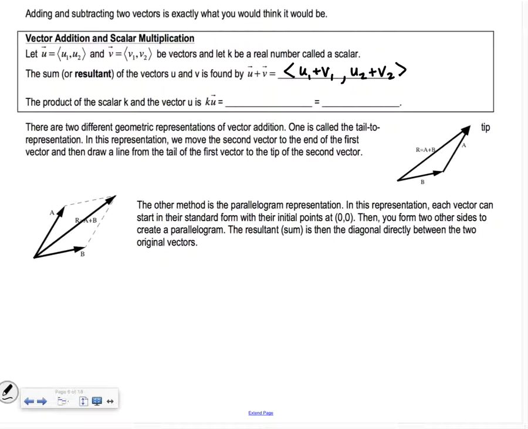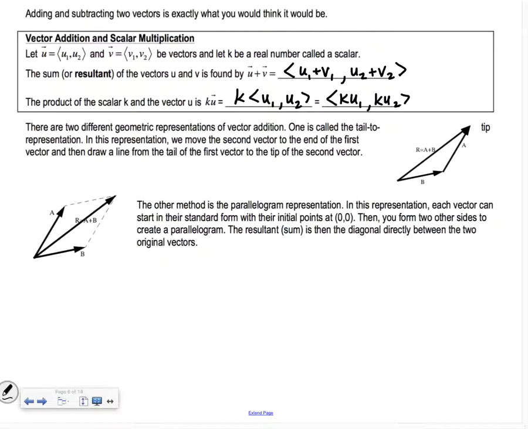And then the product of a scalar k and a vector u is going to be k times u1, u2. What do you guys think happens when you multiply that k in? It's just k u1, k u2. Does that make sense? All that does is change the length of your vector. If your vector was 1 unit long and you multiply through by 12, it's going to be 12 units long.